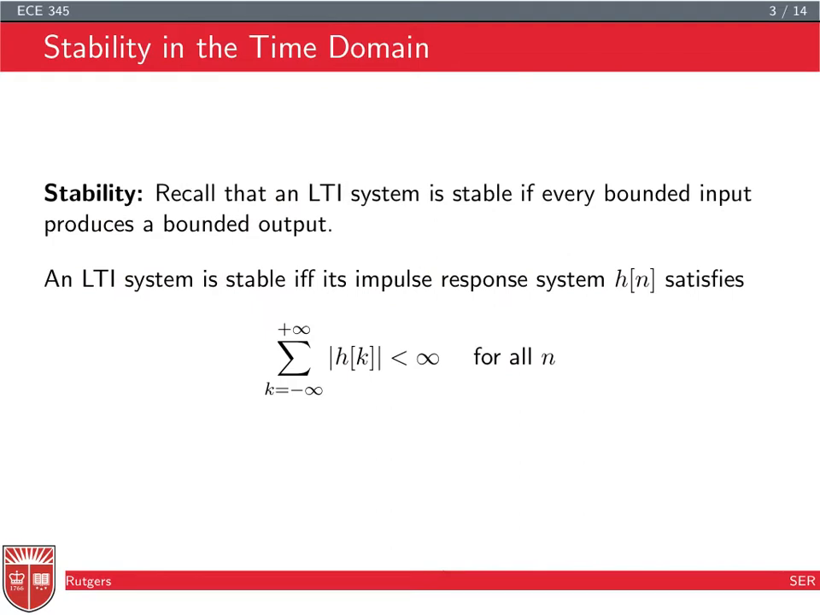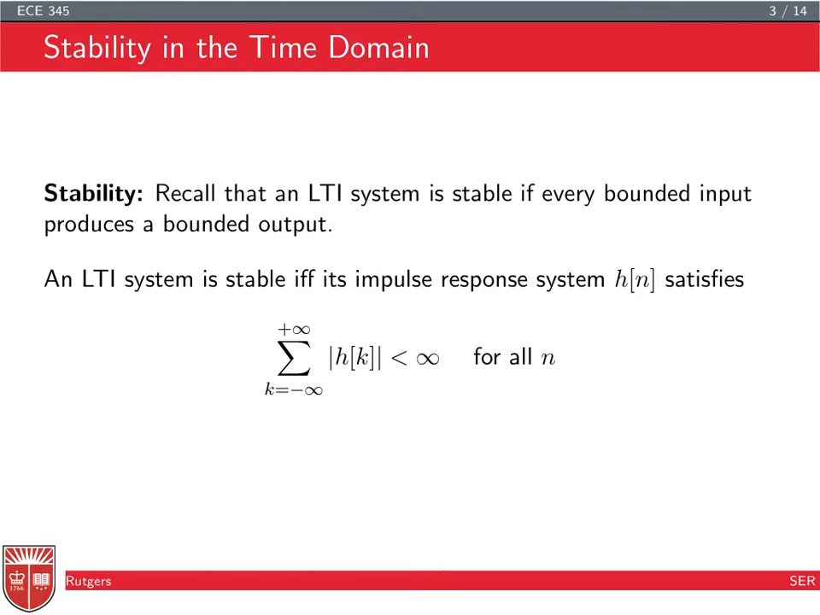Let us first remember together what we mean by a system being stable. The intuitive definition is that a system is stable if for every bounded input the output is bounded, meaning that the output cannot go to infinity if the input does not go to infinity.